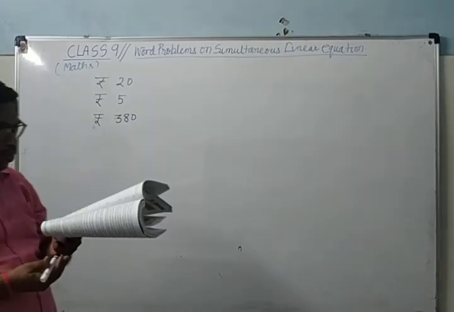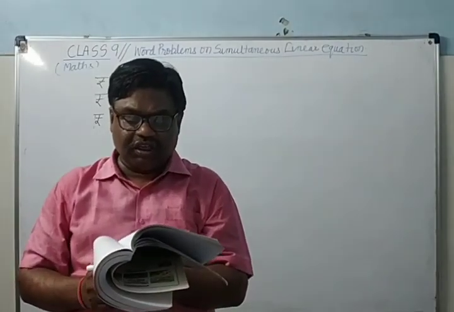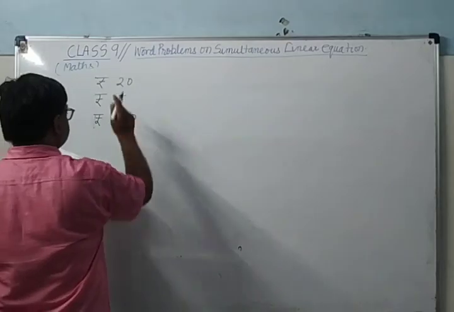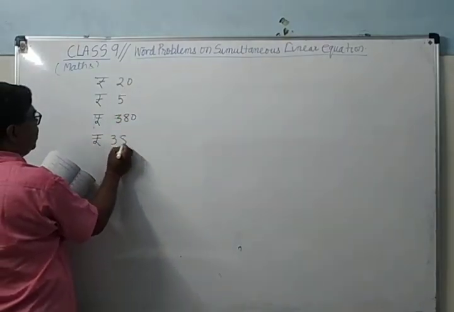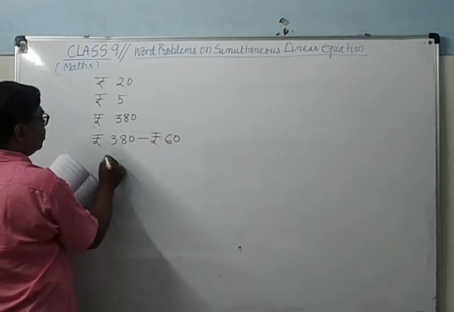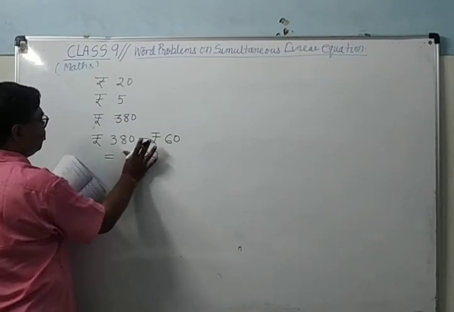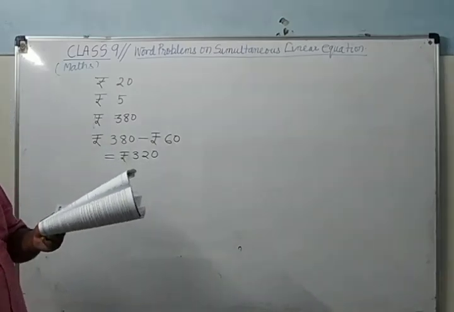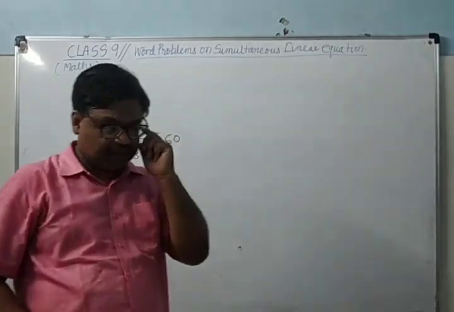If the number of notes of each kind is interchanged, they amount to 60 less than before. Is it clear? Before it is 380, 60 less means it will be equal to rupees 320. Find the number of notes of each denomination.